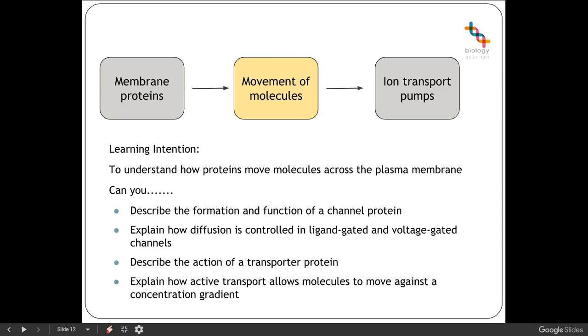So you should be able to describe the formation and the function of a channel protein, explain how we control diffusion in ligand-gated and voltage-gated channels, describe the action of a transporter protein, and explain how active transport allows molecules to move against our concentration gradients.